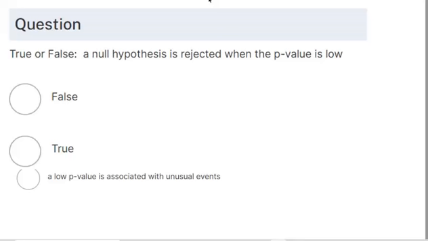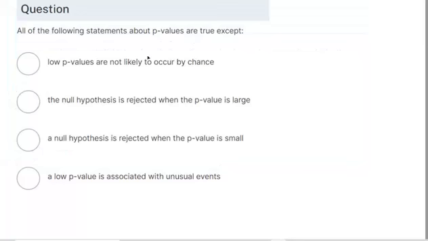Okay, so if the p-value is low, you've got to reject H0. If the p-value is low, you reject the null hypothesis. So a null hypothesis is rejected when the p-value is low. That's true. Okay. A low p-value means you reject the null hypothesis. It means you found statistically significant evidence. Something's happening here. And all the following statements about p-value are true except low p-values are not likely to occur by chance. That's true. Okay.